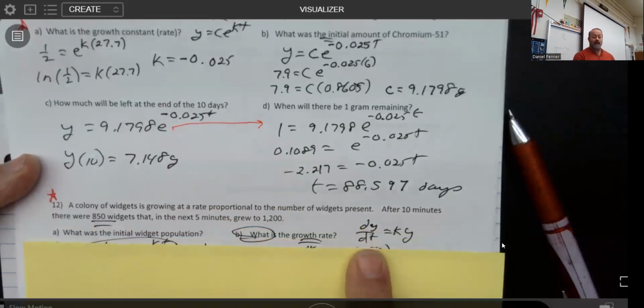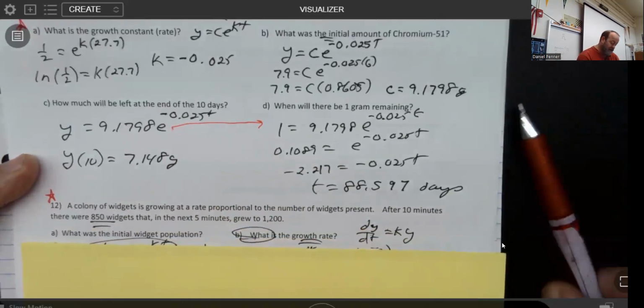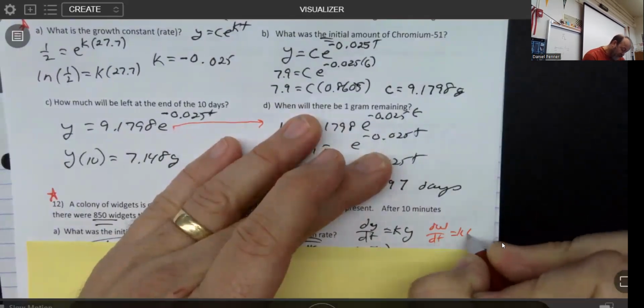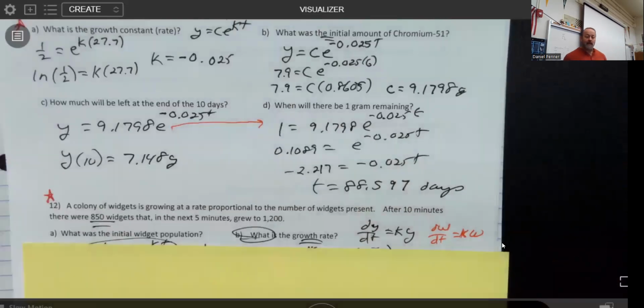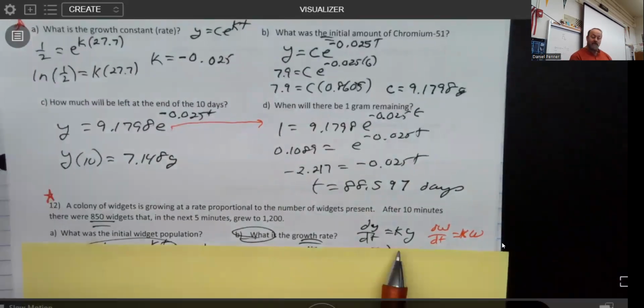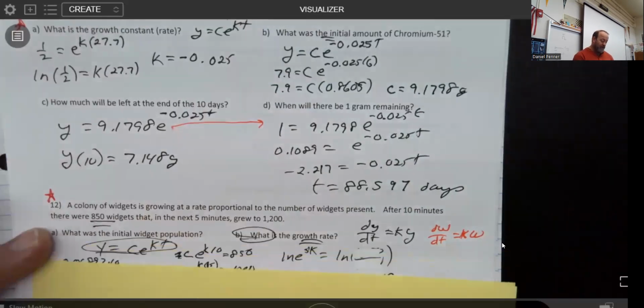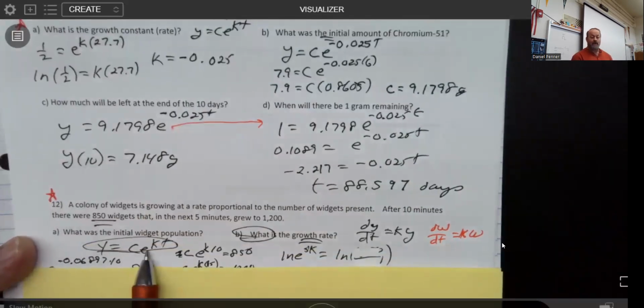So that means dy/dt equals ky, or in fact, in this case, it would be d widget/dt equals k widget. That's kind of the way the problem is set up, but we should know that that is going to turn us into the Ce^(kt) kind of problem. So here's what we have. We've got y equals Ce^(kt). We know that's our story.